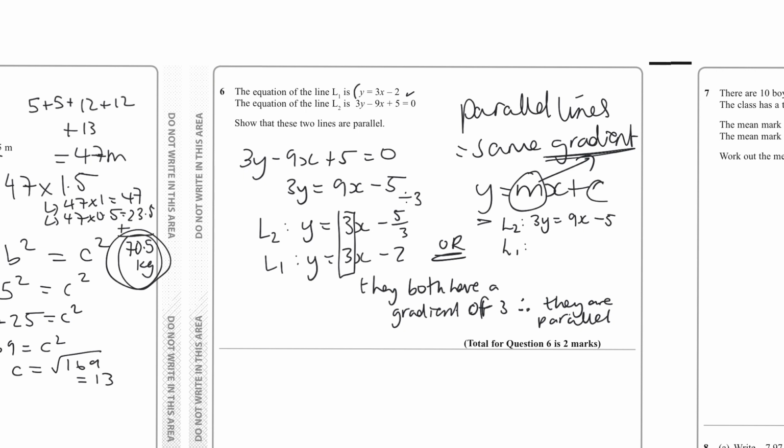So we could have multiplied this top equation by 3, which would have left you with 3y is equal to 9x minus 6. And again, the whole point is notice how they have the same gradient. Okay, so I hope that made sense.